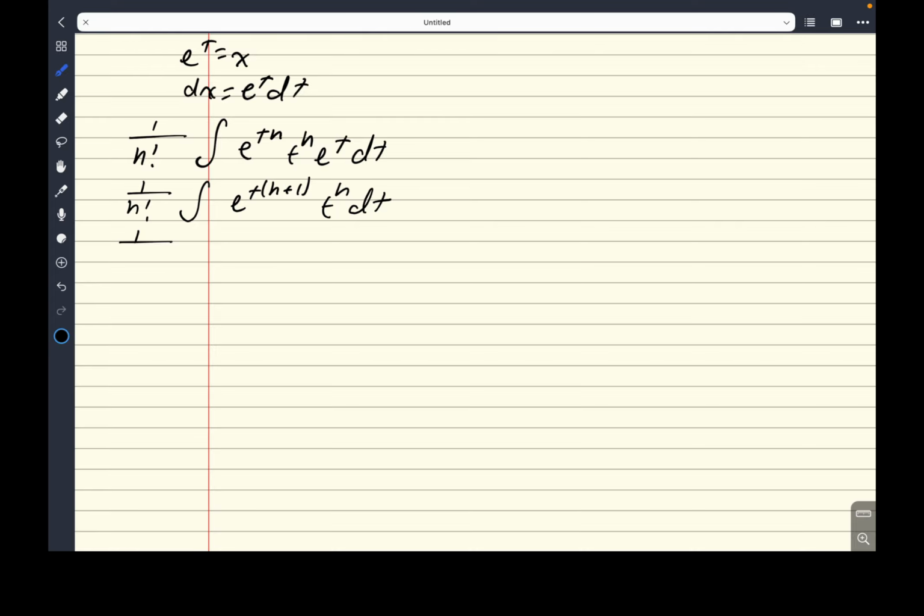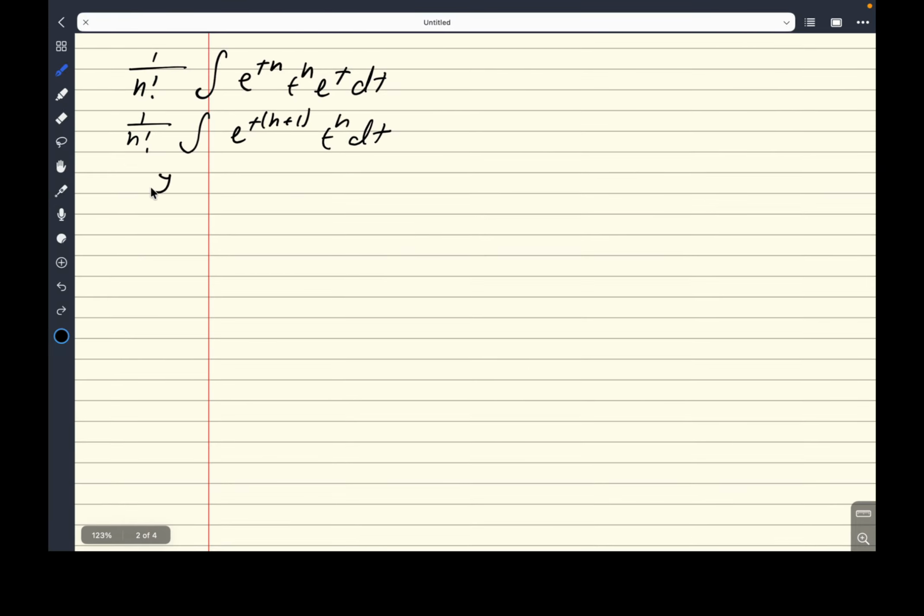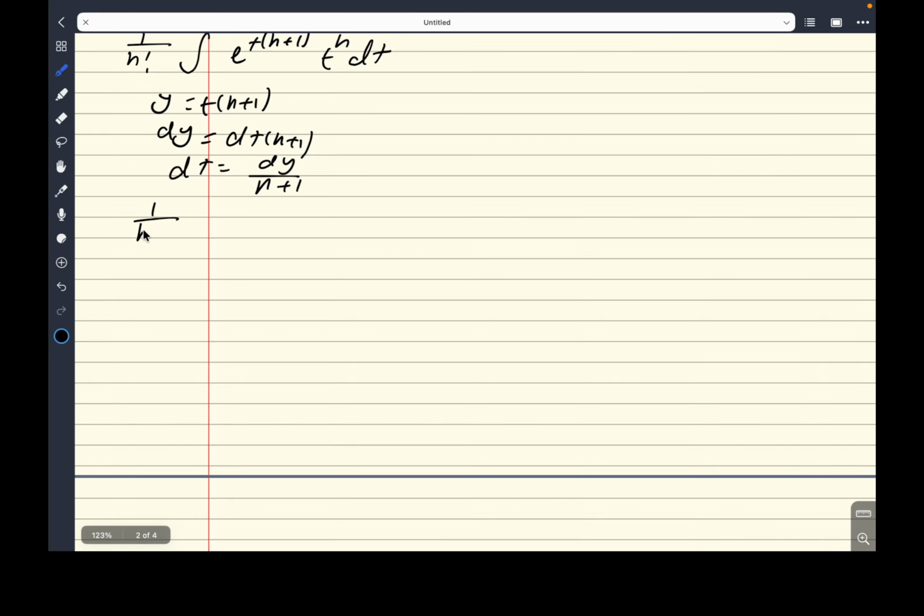And what I can do here is another substitution. I'm going to say y equals t times n plus 1, thus dy equals dt times n plus 1. Now my dt equals dy over n plus 1, and if I substitute all of this in my integral, I'm going to get e to the y times y over n plus 1 to the n, dy over n plus 1.